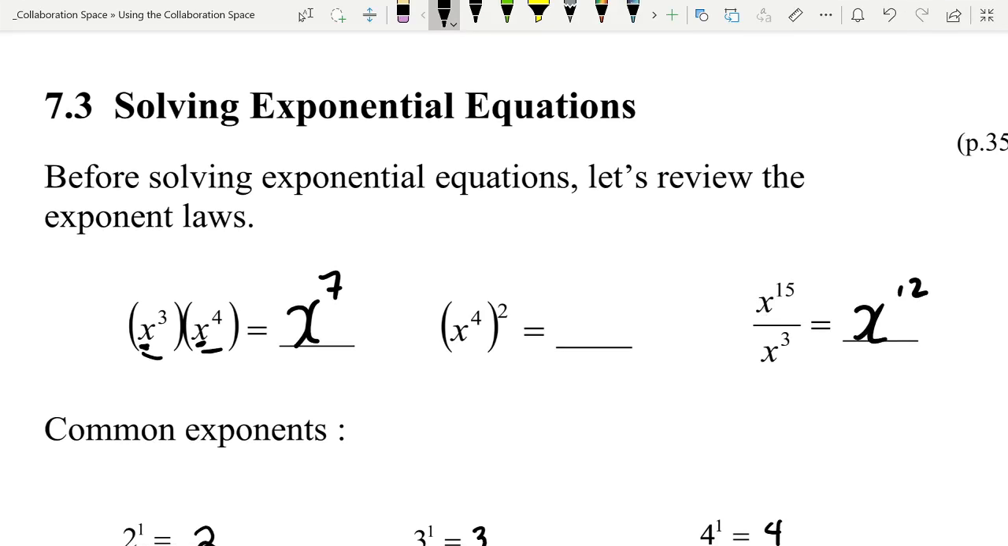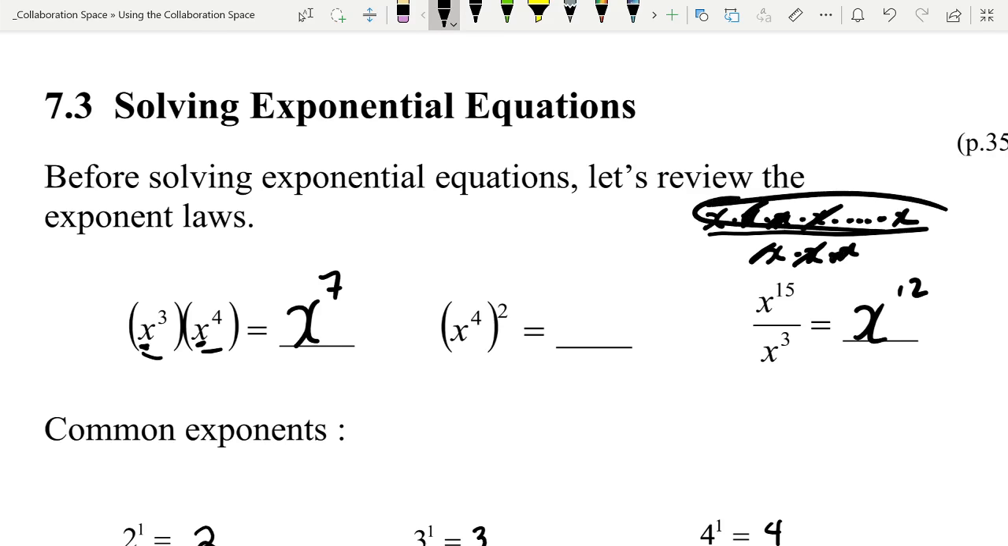You'd be amazed at how many people would say that this is x to the 5. It is not. Think about it. It's 15 x's on top, I'm not even going to write them all, 15 of them divided by 3 x's on the bottom. And that should make sense, that when you cancel 3 of them, you still have 12 of them up here. Okay? All right, so let's get rid of that sort of scrap work there.